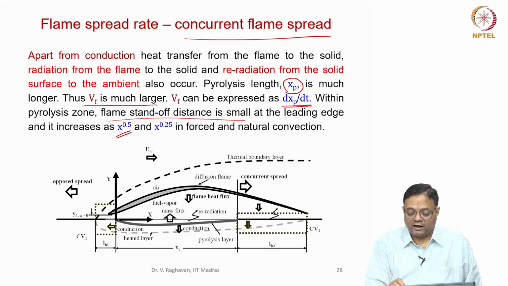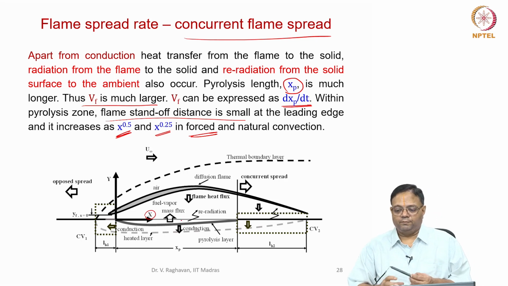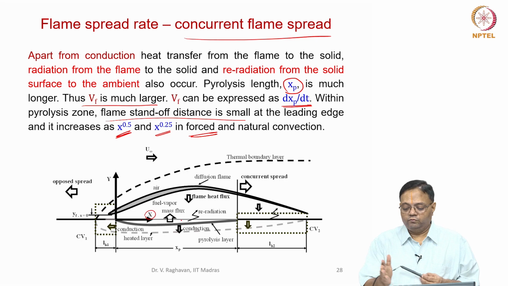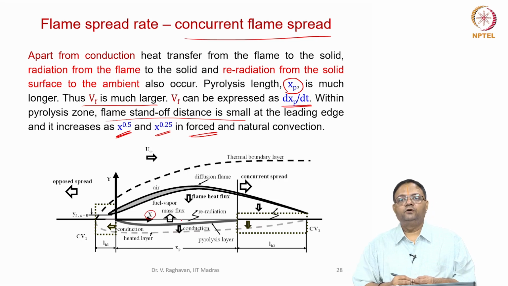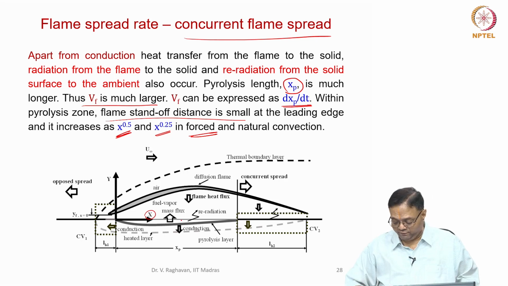But as x increases, this is the x direction, the flame standoff increases as x power 0.5 in the case of forced convection, or x power 0.25 in the case of natural convection. So that means as the location increases, non-uniform heating and non-uniform pyrolysis occur. Okay, so that we have to understand.